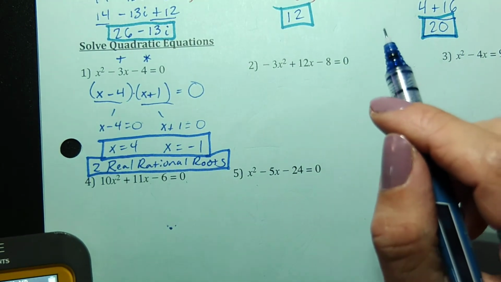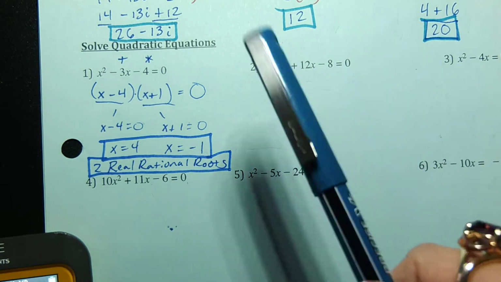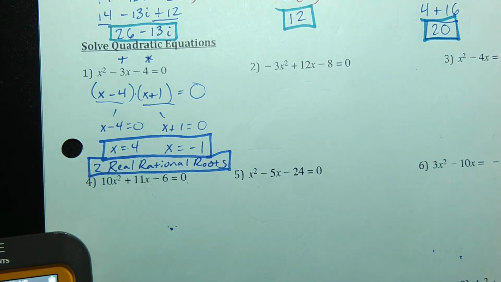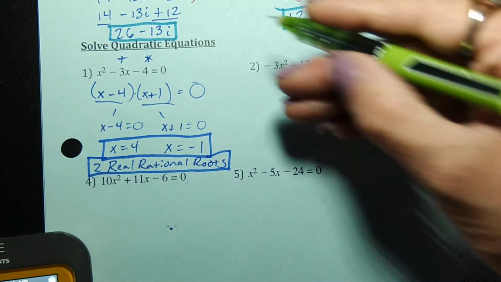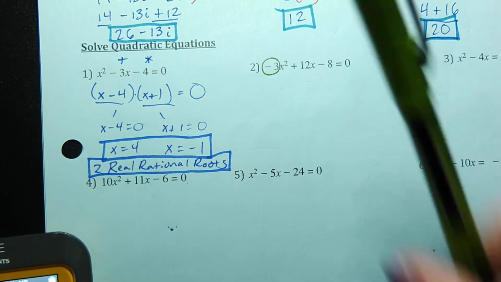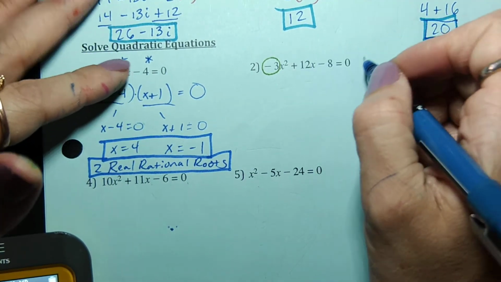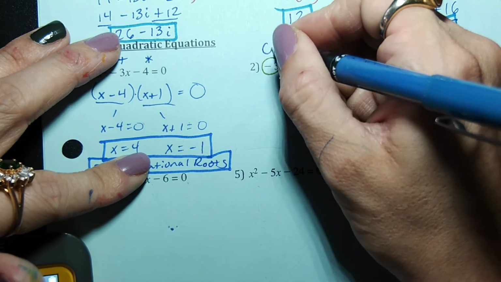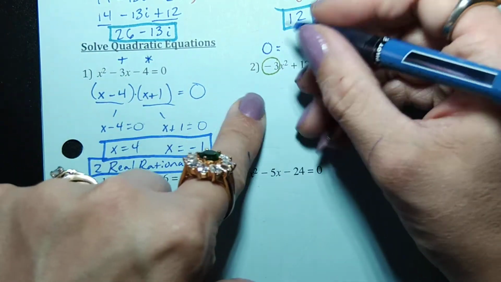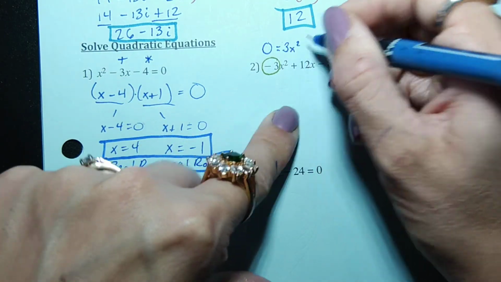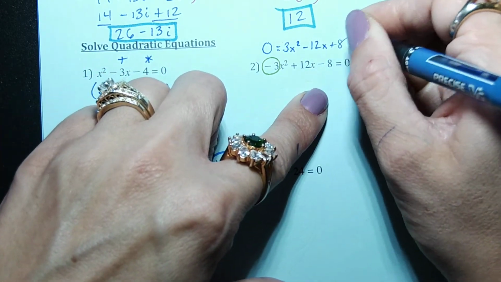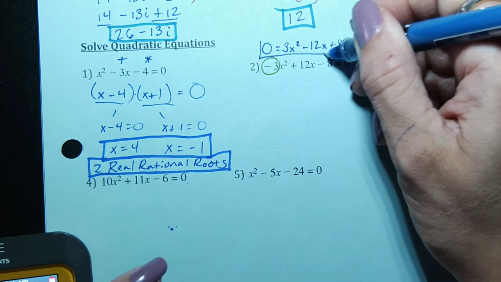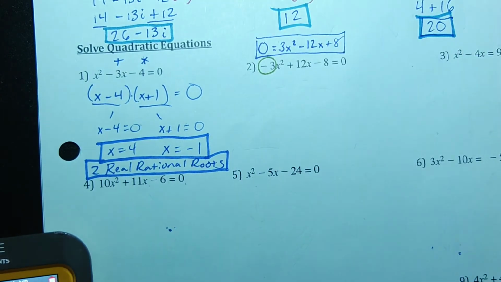Now, if I were to try to factor this, do we have a GCF? No, and in fact, we've got a problem because our A value is negative. So before we even try to factor this, we're going to move everybody over to the right side by adding the 3x squared, subtracting 12x, and adding 8. So this is the standard form equation I'm going to use.